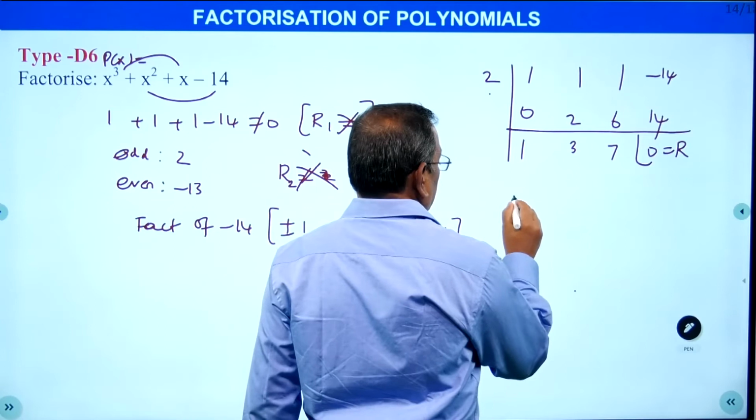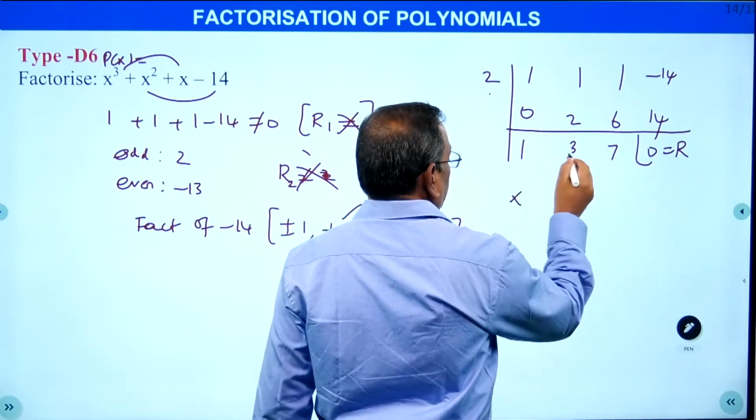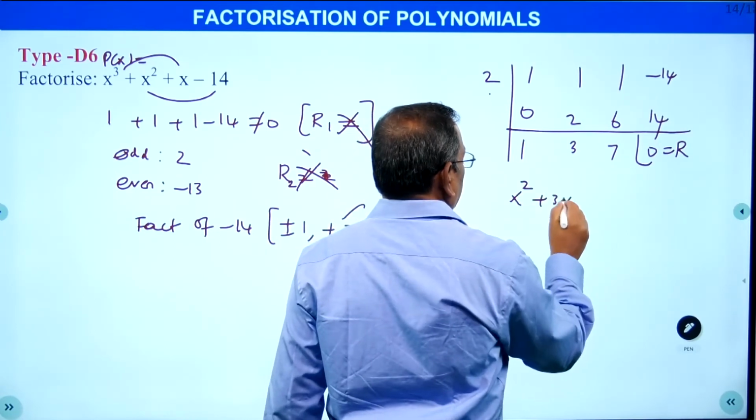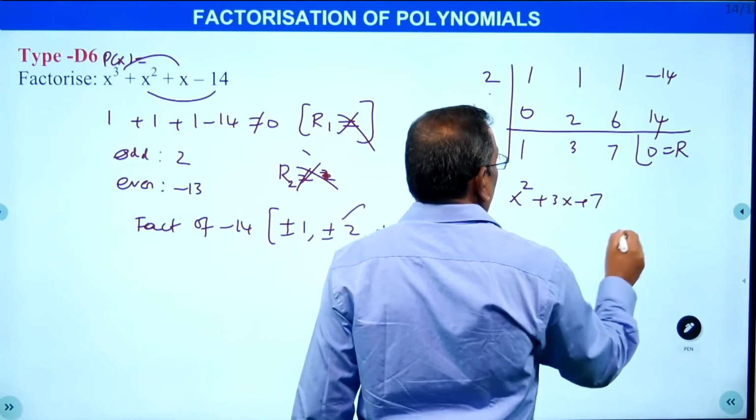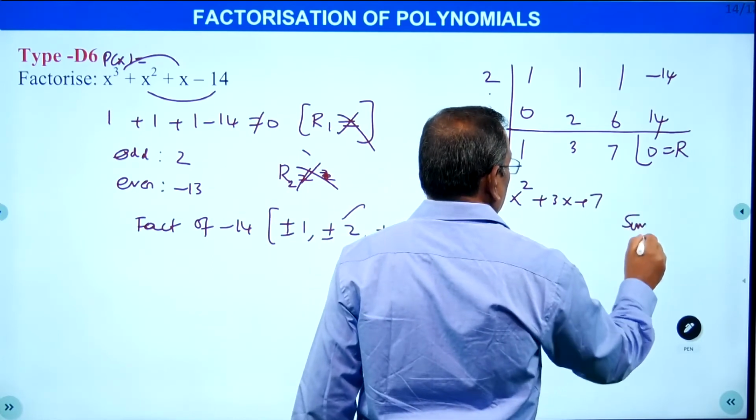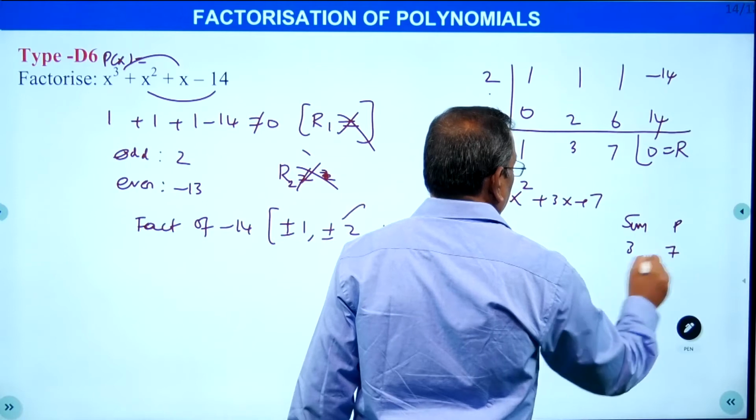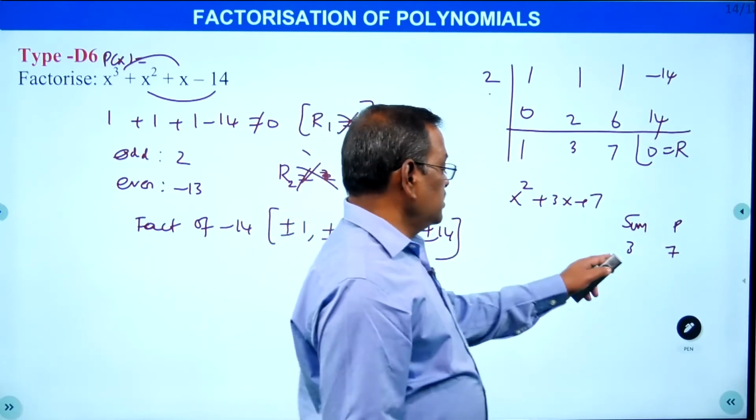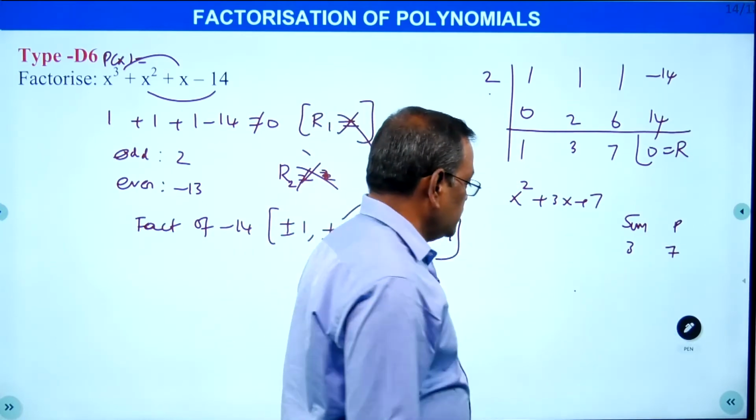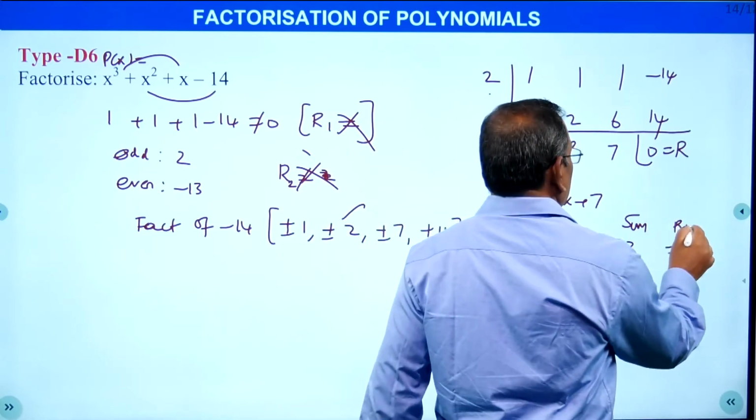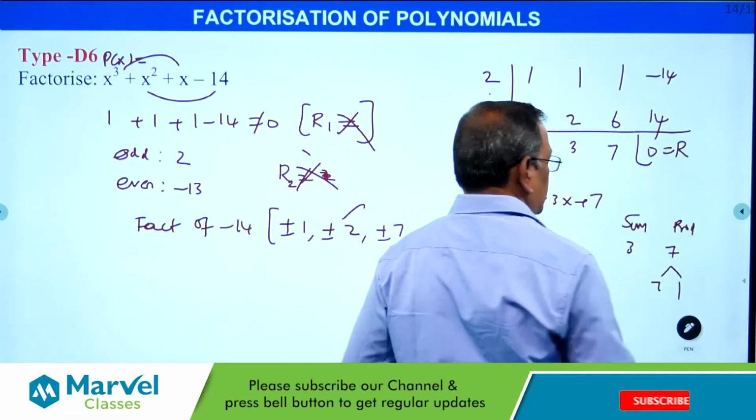Therefore, what is the quotient? The quotient is the x square term, then the x term, then the constant term: x square plus 3x plus 7. Here the sum is 3 and the product is 7. All are positive numbers, so the sum is positive and the product is positive. Here the only possibility is 7.